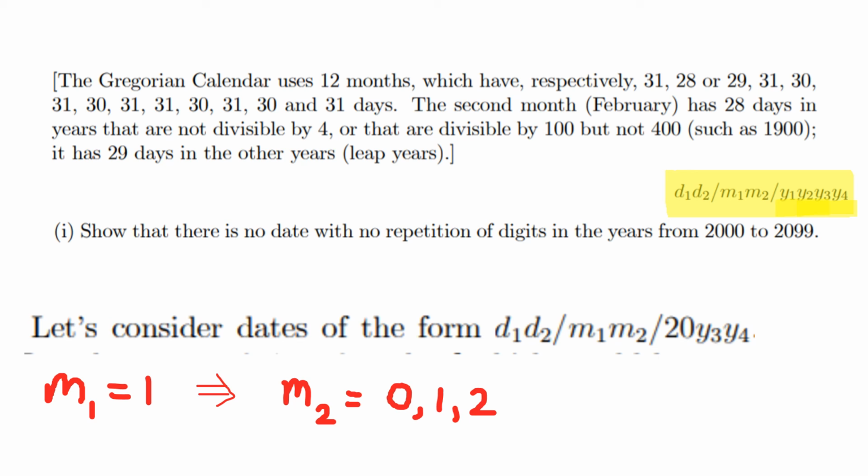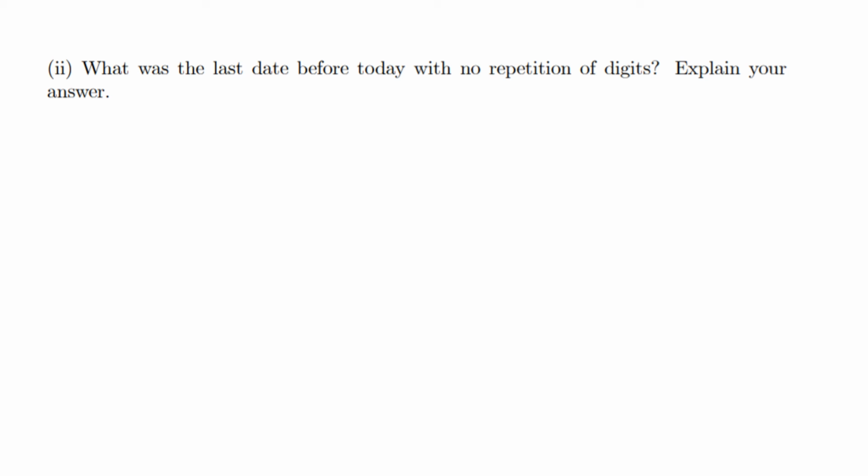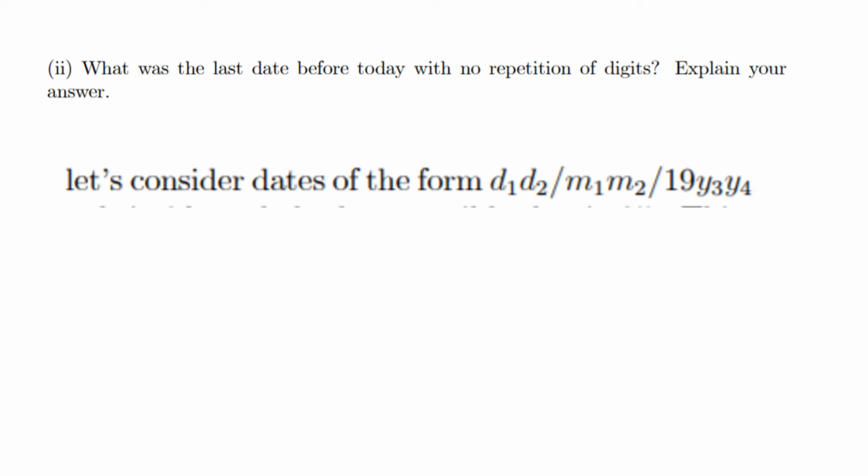Okay, let's look at the next part of the question. So part 2, what was the last date before today with no repetition of digits? Explain your answer. Okay, well we've already cleared out the whole of the 21st century, so we've got to go back into the 20th century. So it's going to take this form. And we want the years to be as late as possible. So we've used up 9. So we want 8 and 7, slot those in. So I think we'll get 1987. Yep. Okay, now let's go to the months next.